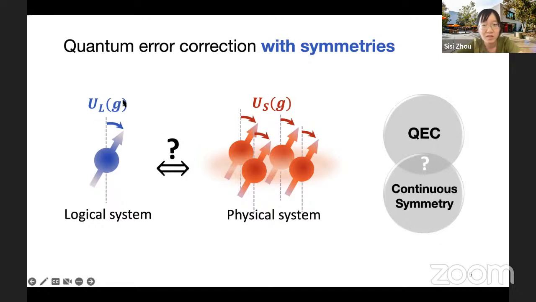So here G is some continuous group, and UL and US are different representations of this group in the logical system and the physical system. And we would say a code is a covariant code if it respects this type of symmetry transformation. And the question is, can a code simultaneously be a good error correcting code and also respect a non-trivial symmetry operation? We will see that there is certain conflict between these two concepts. And we will also derive trade-off relations between the degree of error correction and the degree of symmetry property of the quantum code.